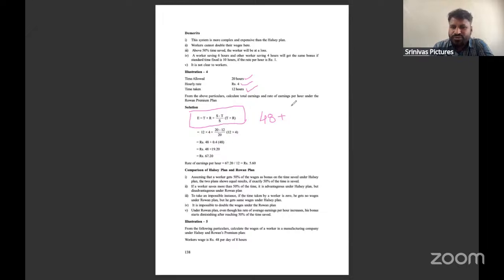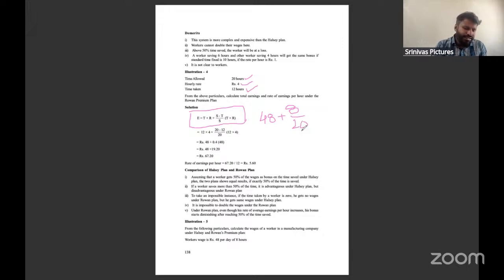For that, how many hours are saved? S means standard time, allowed time: 20 minus 12, that is 8 hours saved. Out of 20 hours, 8 hours is saved. What is the proportion of 8 hours? So almost he saved 30% of the time. So for that, we are going to pay an additional amount. So for example, I am using a calculator.